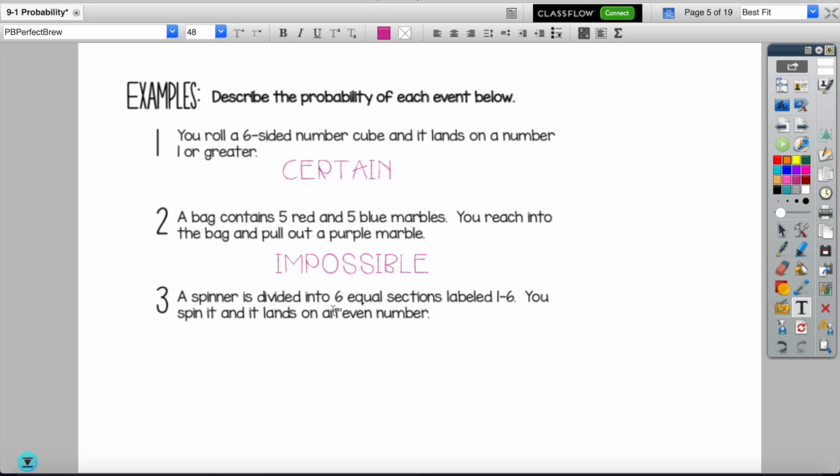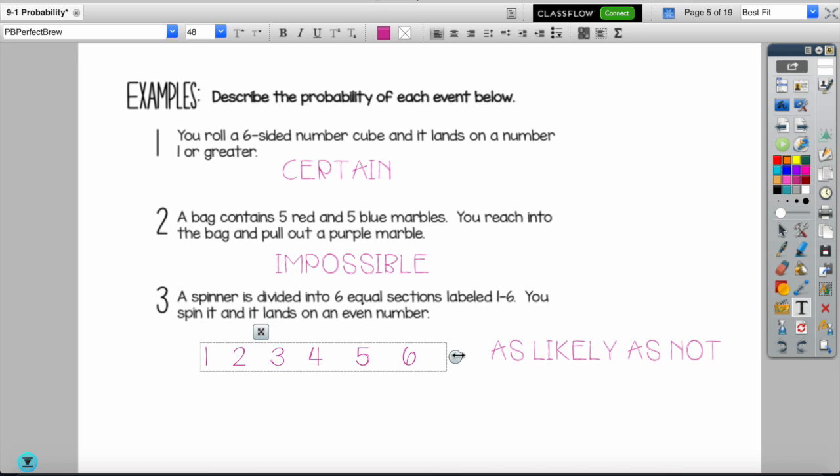A spinner is divided into 6 equal sections labeled 1 through 6. You spin it and it lands on an even number. Well, if a spinner has sections 1 through 6 labeled, that means the spinner has sides 1, 2, 3, 4, 5, and 6. This right here is all of your options, and as you can see, there are 3 even numbers. So that's 3 out of the 6 numbers. That is 1/2, 50%. So this is as likely as not. That's the probability that you're going to get an even number.